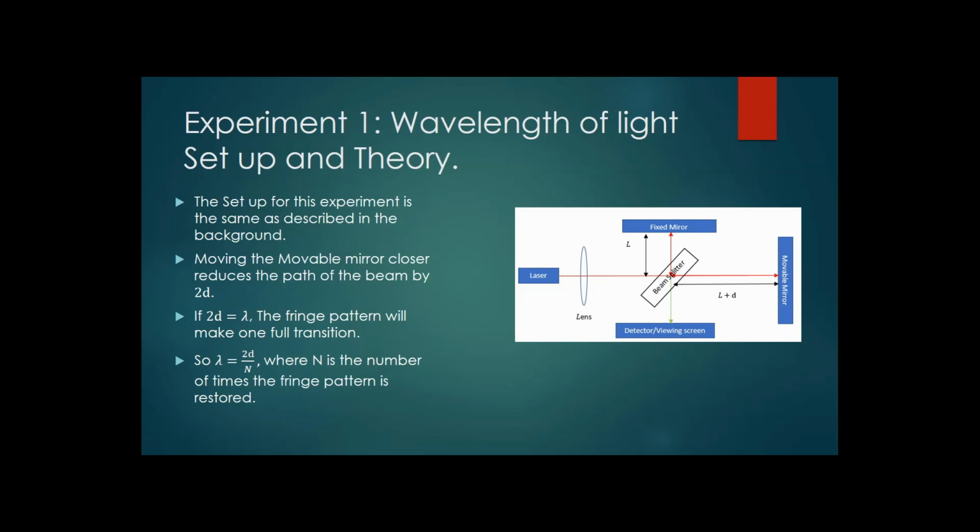Moving the mirror half a wavelength closer will switch the minima and maxima points of the fringe pattern. Moving it a full wavelength closer will restore the fringe pattern to its original orientation. Thus the relationship between the distance moved and the number of times the fringe pattern makes one transition can be derived to calculate the wavelength of the light.